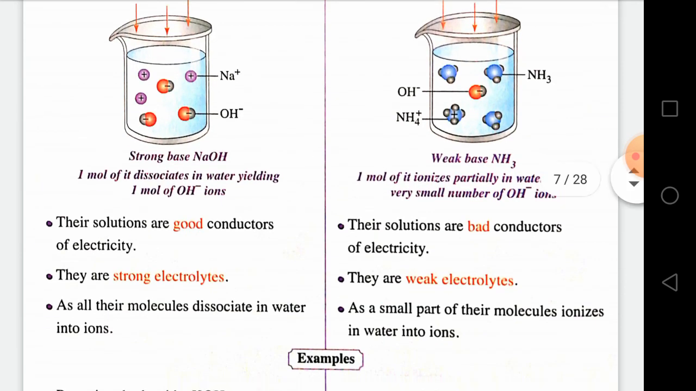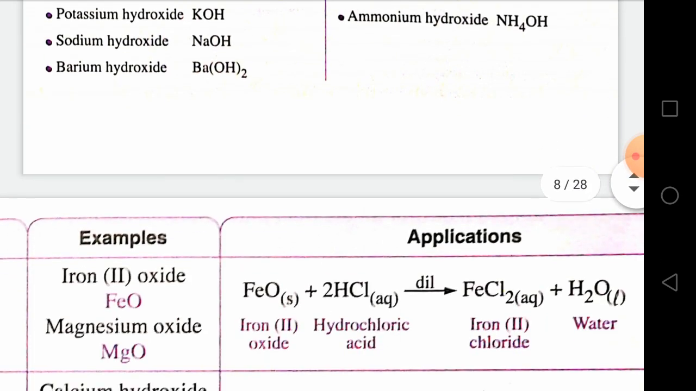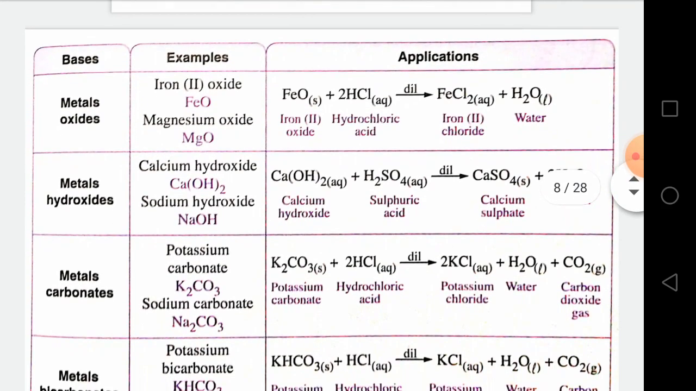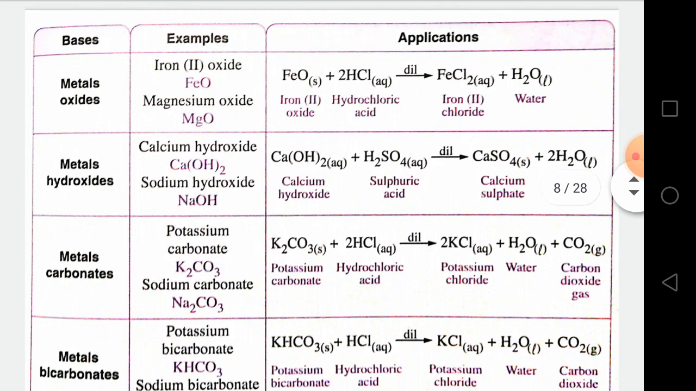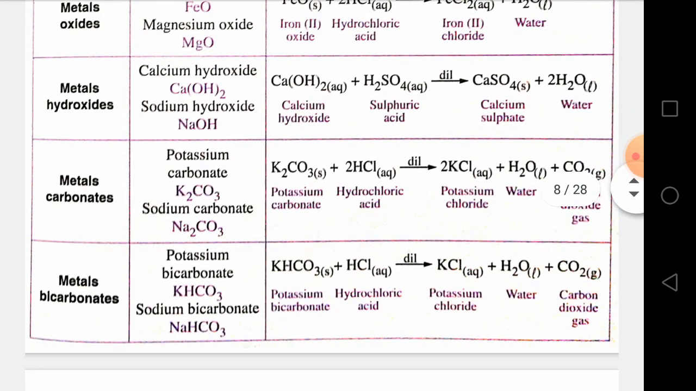Okay, this is the classification of bases according to their strength. Now we will transfer to the classification of bases according to their molecular structure. There are 4 types of bases according to their molecular structure. Firstly, metal oxides. Secondly, metal hydroxides. Thirdly, metal carbonates. Fourthly, metal bicarbonates.